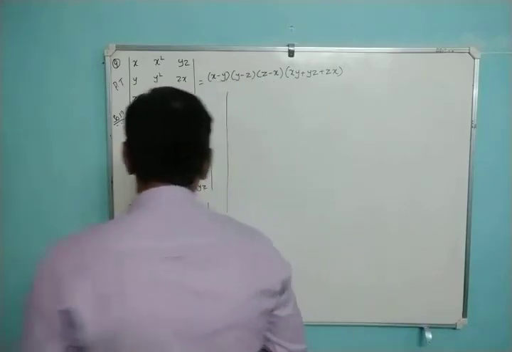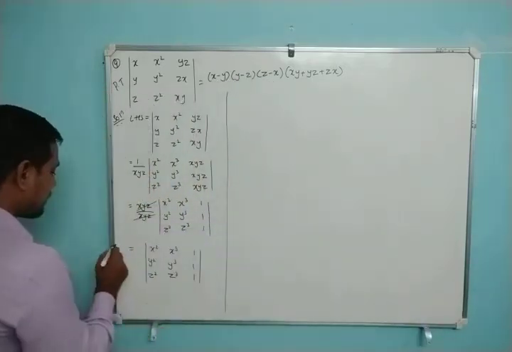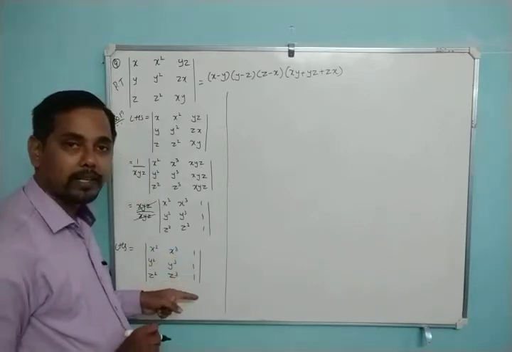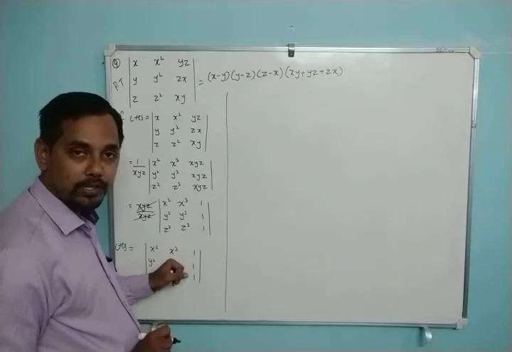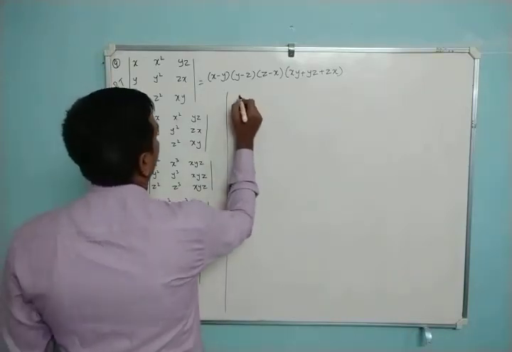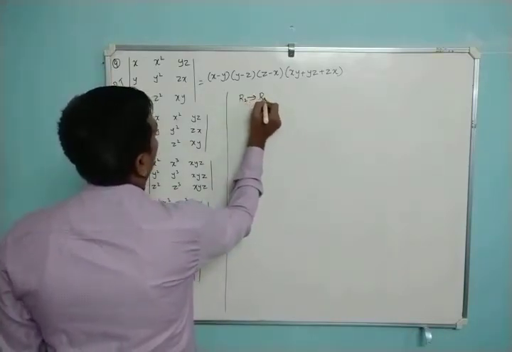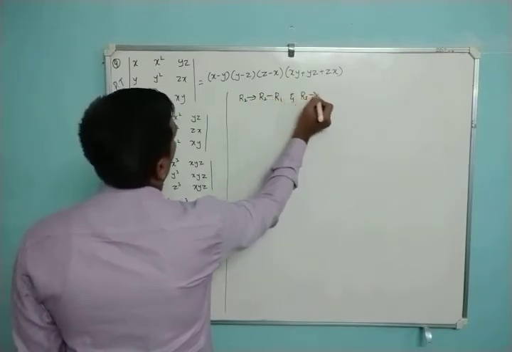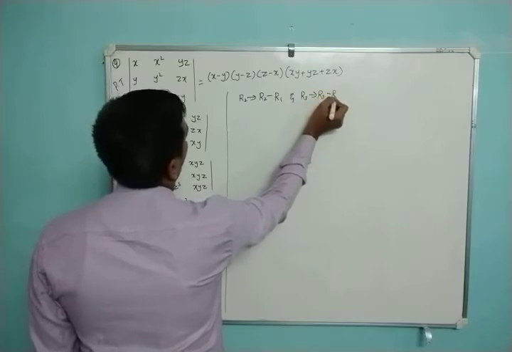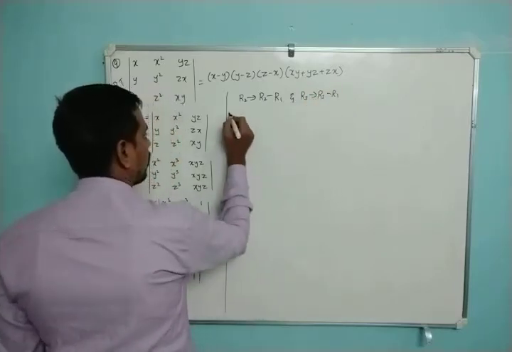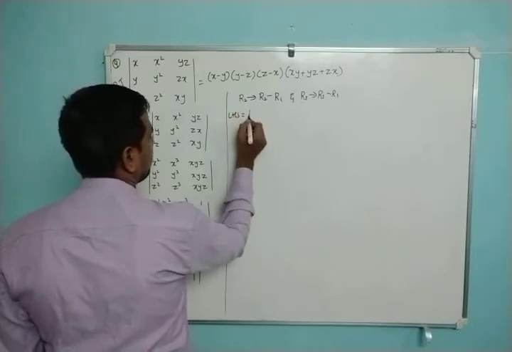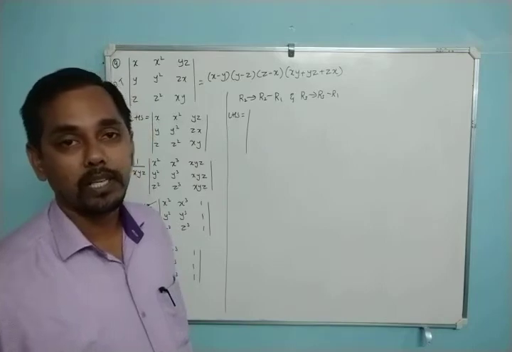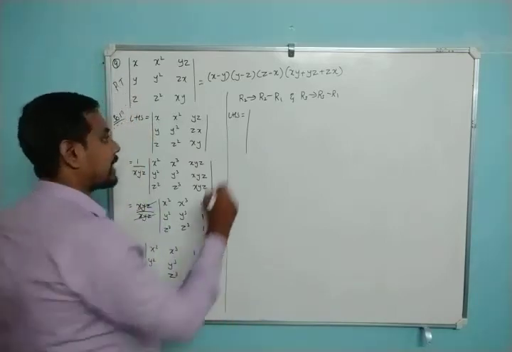Right. So now this was our LHS. Now as we have 1, 1, 1 in the third column, so I can get some zeros in the third column. So that is R2 changes to R2 minus R1 and R3 changes to R3 minus R1. So our LHS becomes, see we are operating for R2 and R1, R2 and R3, so there is no change in R1. Right? R1 is kept as it is.